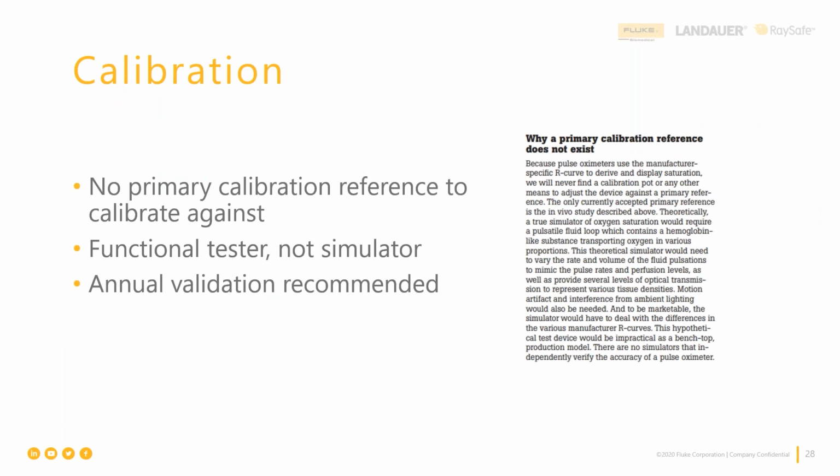All right, and finally, calibration. We're going to come back to this. There is no primary calibration reference for pulse oximetry. They all have too many variables to be able to provide a stable, reliable way to do specific calibration. Calibration means we are making assessments against a known standard, either a transfer standard from a primary standard or so forth. This is part of metrology. So the functional tester is not a simulator, and so the calibration is just making sure that our R curve is working right. Annual validation is still recommended.